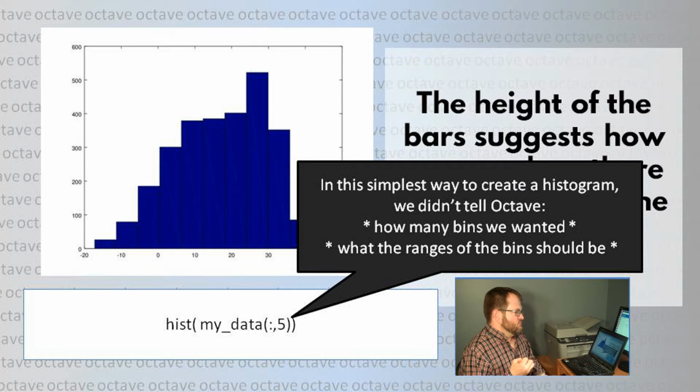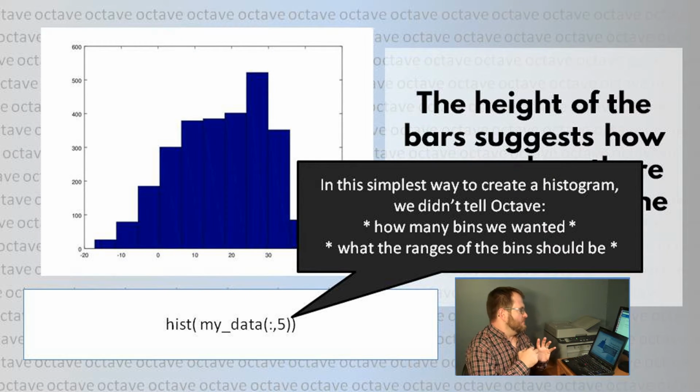what you see is that with the simplest way that we have to create a histogram, where there's just this one argument, here is a list of numbers, I want you to make a histogram out of them. Notice I didn't tell Octave anything. I didn't tell Octave how many bins to make. I didn't tell Octave how wide the bins should be. I didn't give Octave the range of the data. I didn't tell it anything. So clearly we have somehow triggered some defaults.